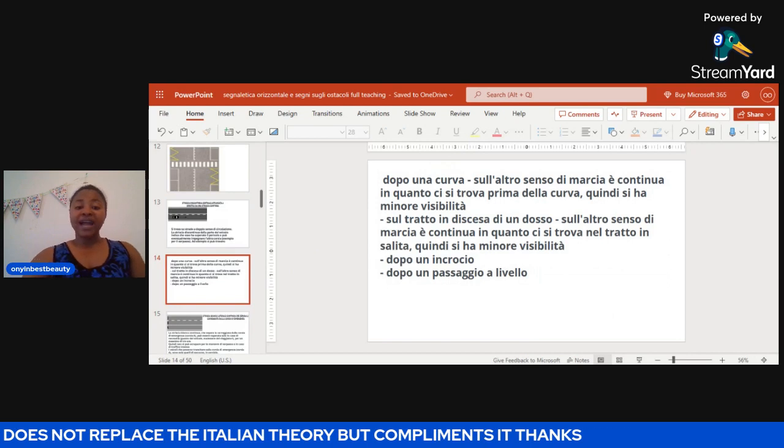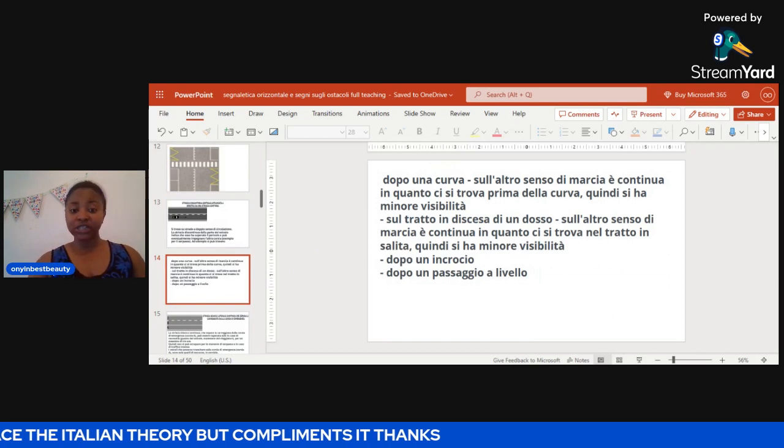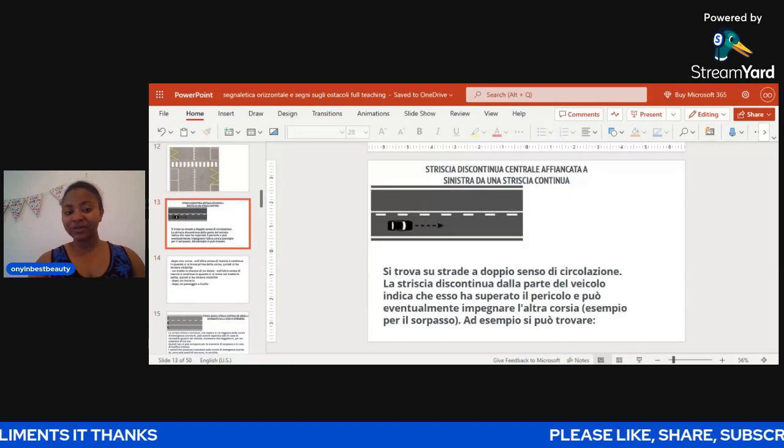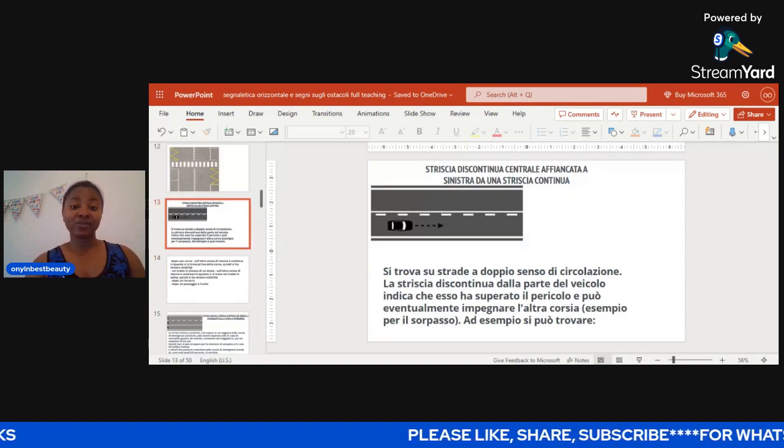Dopo un incrocio, after a junction, you will see this continuous line. Dopo un passaggio a livello, after a level crossing, you will also see a continuous line.